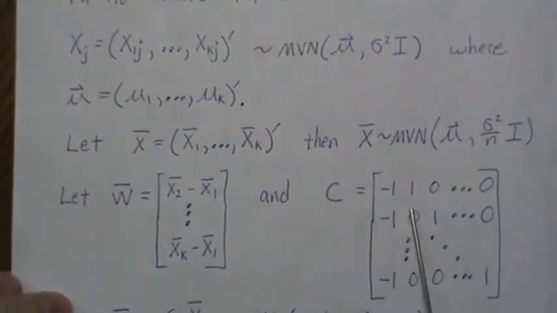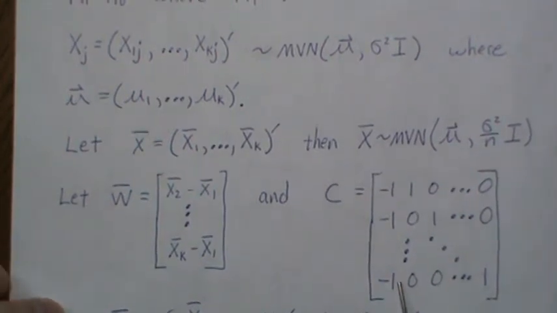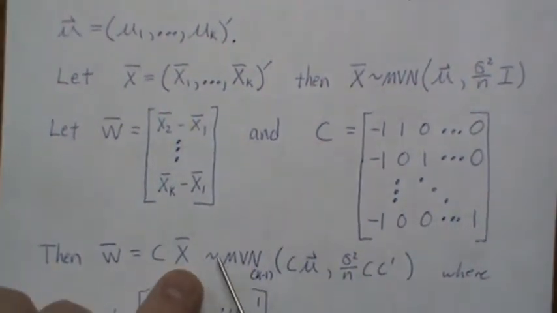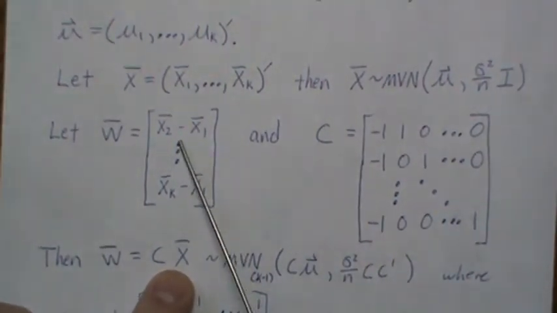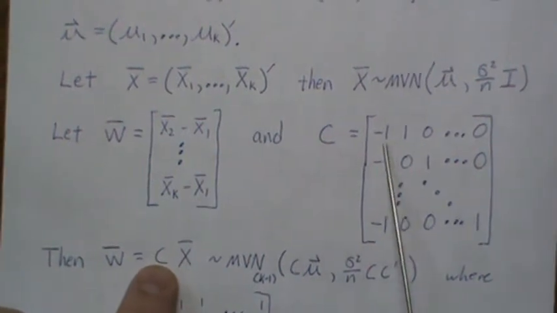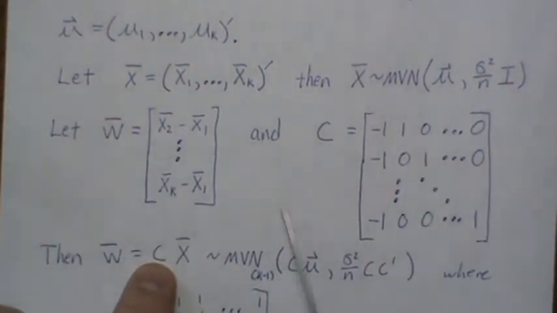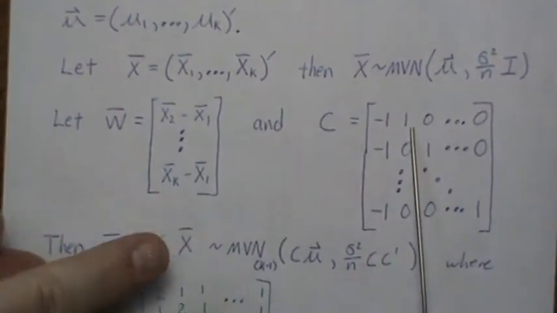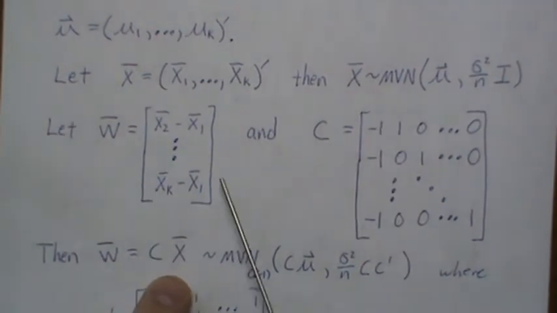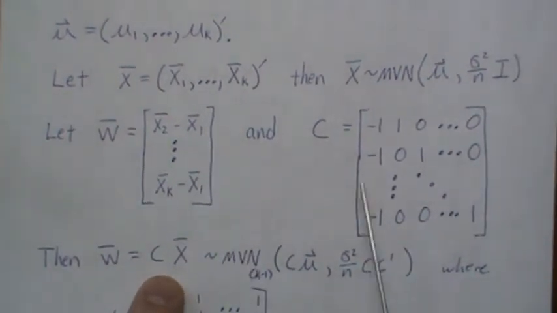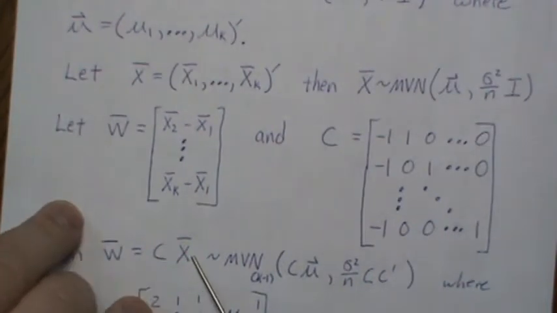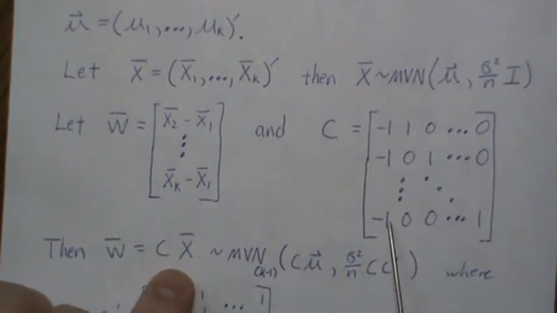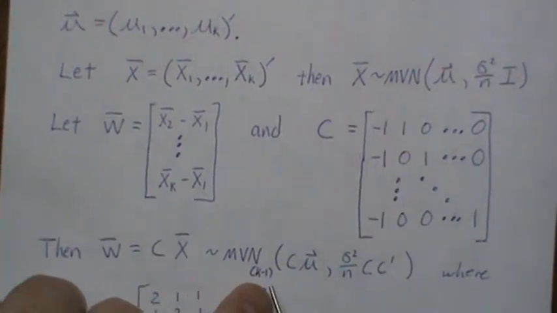So now let's let C be this matrix here, and then let W bar equal C times X bar. If we take C times X bar, that's treatment, and you do the matrix multiplication, this reproduces this right here. And since a linear combination of normal random variables is itself normal, but this is one less dimension. So this is K dimension, this is K minus one dimension.